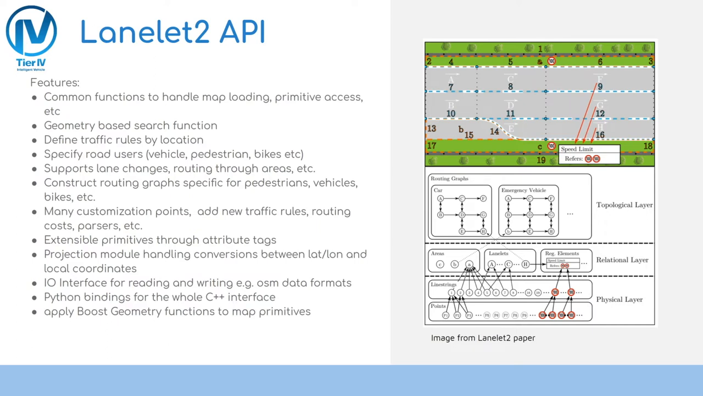On the right is a figure from the Lanelet 2 paper showing how routing graphs are formed differently according to each road user. In this case, the difference between a regular car and an emergency vehicle, where emergency vehicles can use slipped lanes and can move between lanes with solid lines.